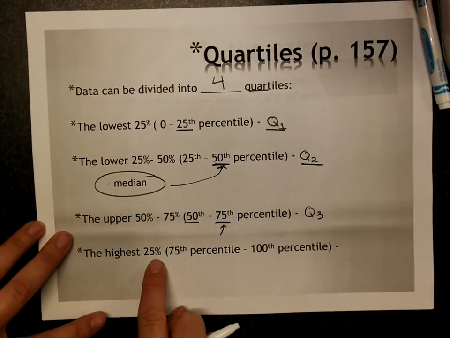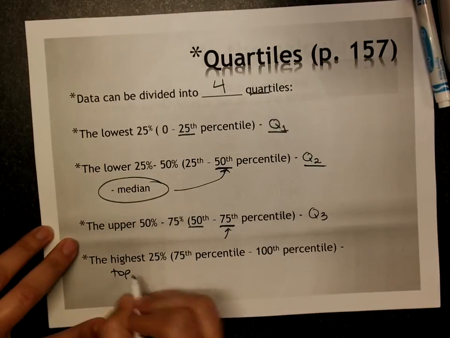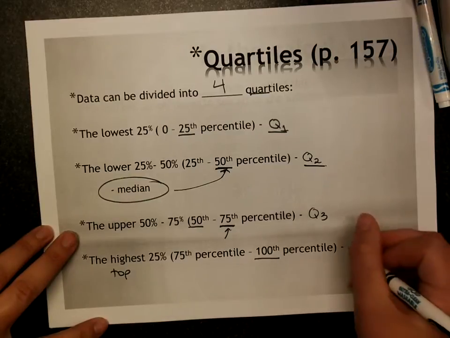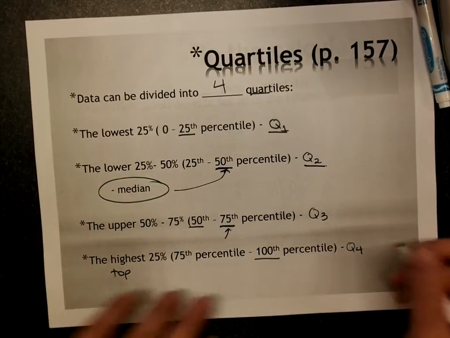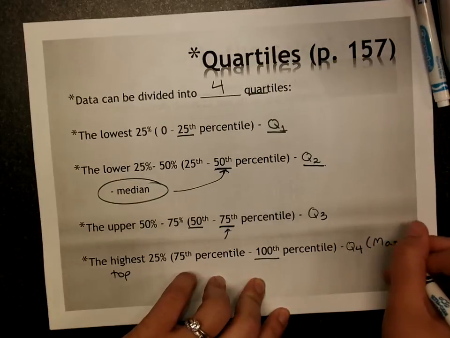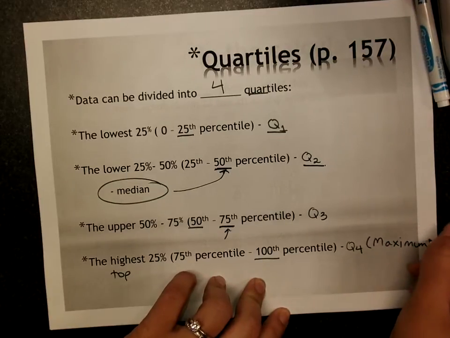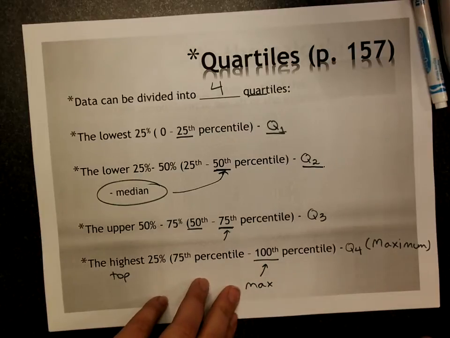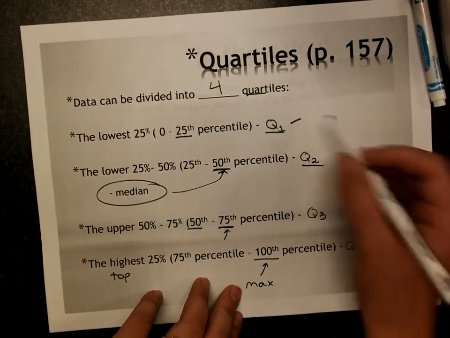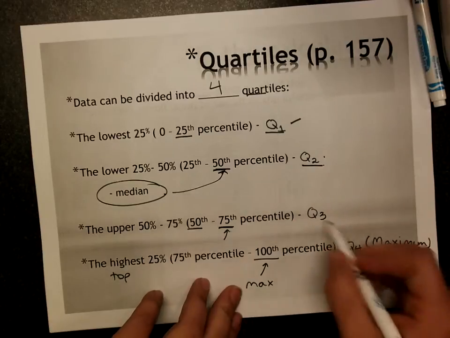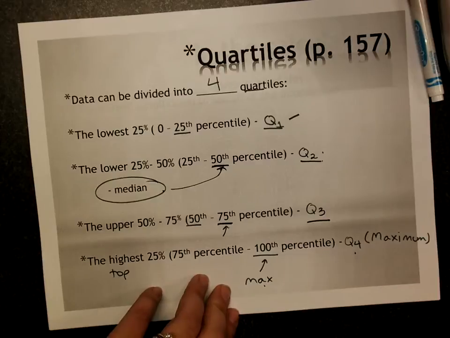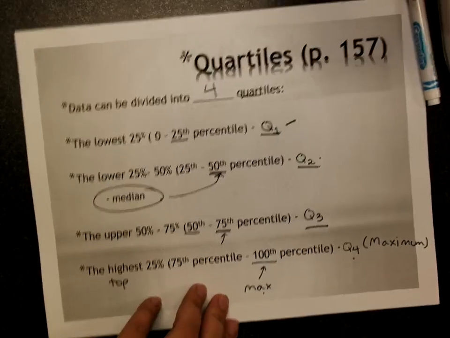Then the highest 25%, or the top 25%, from the 75th percentile to the 100th percentile, we call Q4, but instead of calling it Q4, we call it the maximum data value. So the 100th percentile is the very highest value in your set. So we have Q1, instead of Q2 we say median, Q3, and instead of Q4 we say maximum. Q1, the median, Q3, and the maximum are the different quartiles.